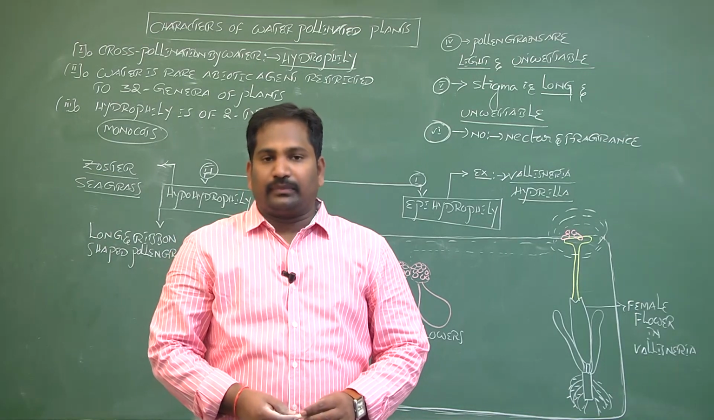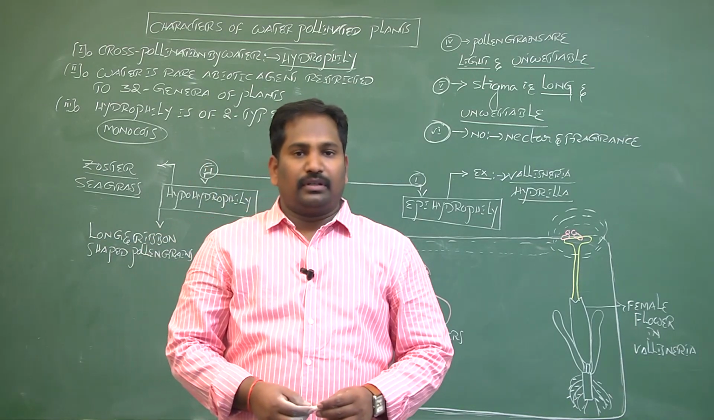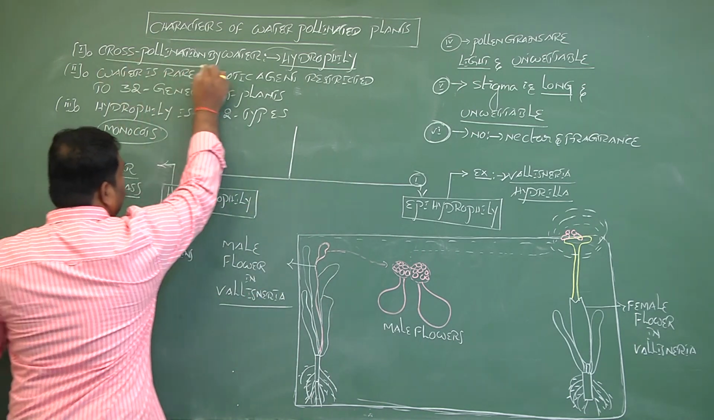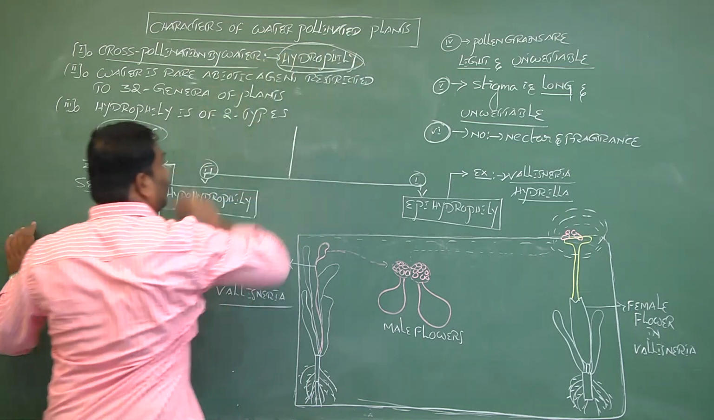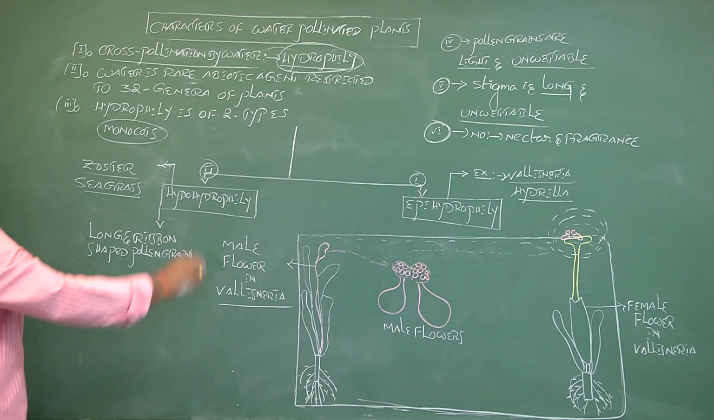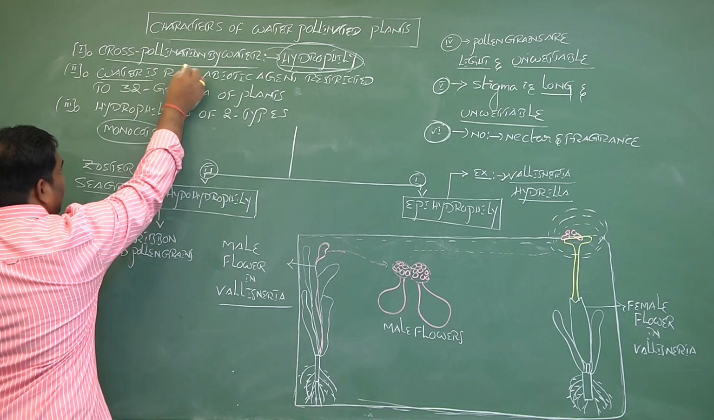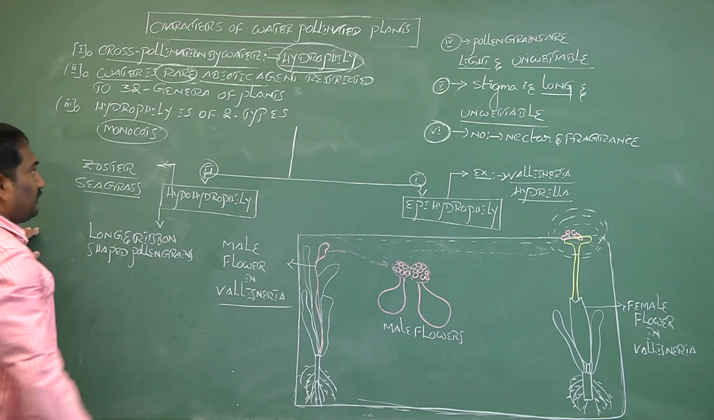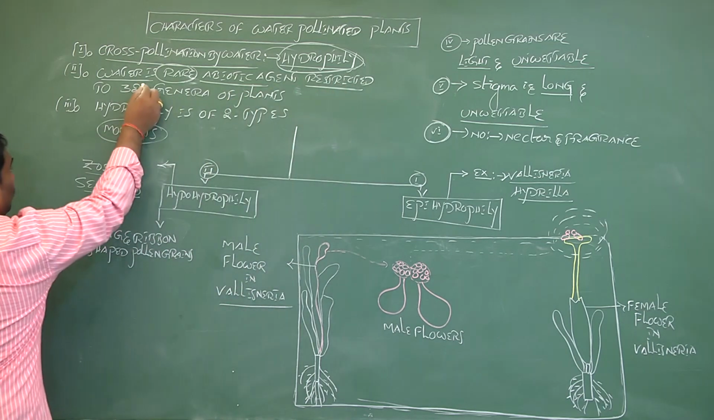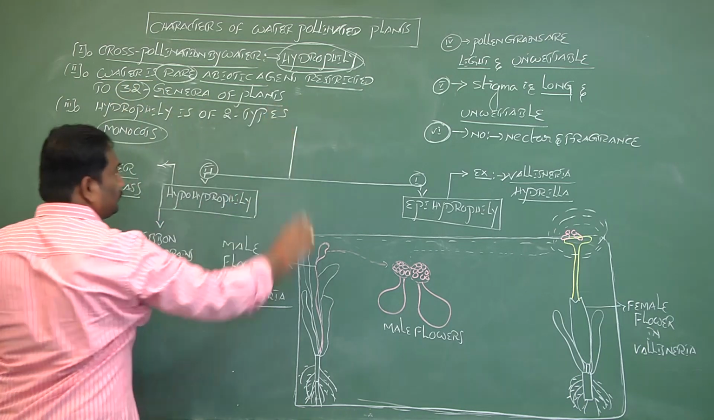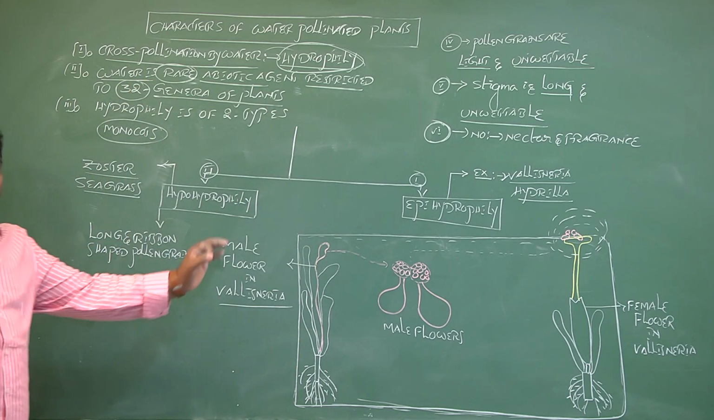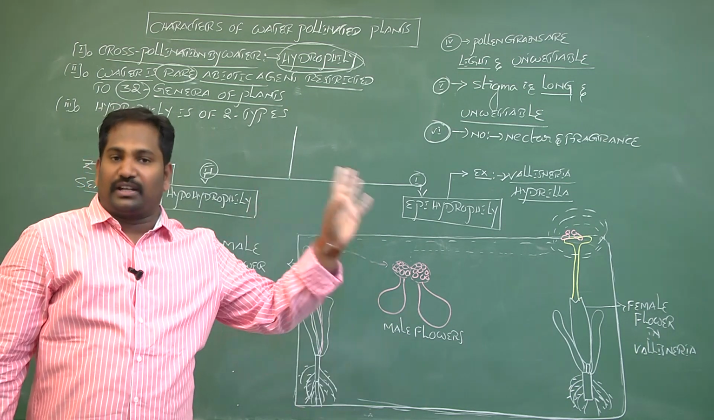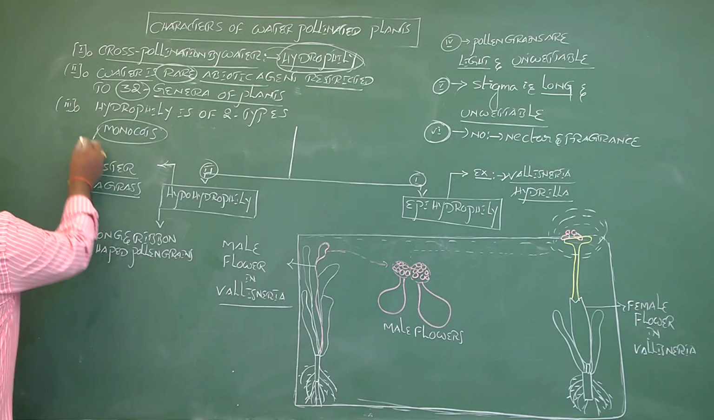Characteristic features of water pollinated plants. Cross pollination by water is called hydrophily. Generally, water is an abiotic agent, but it is a rare abiotic agent in flowering plants. It is restricted to only 32 genera of plants. It is not seen in all plants. Especially we see it in monocots.